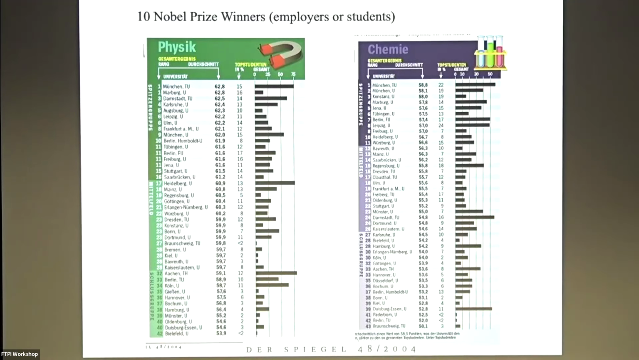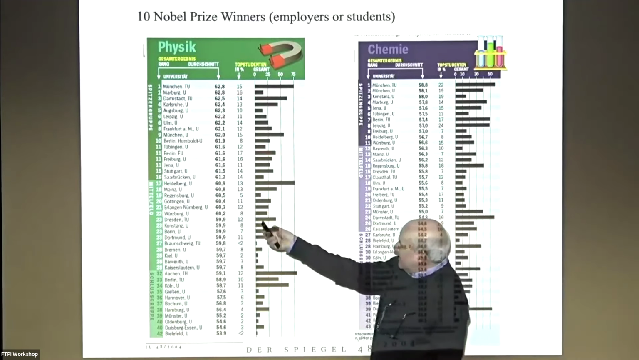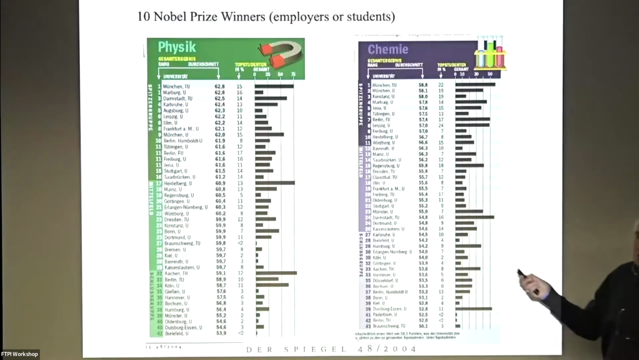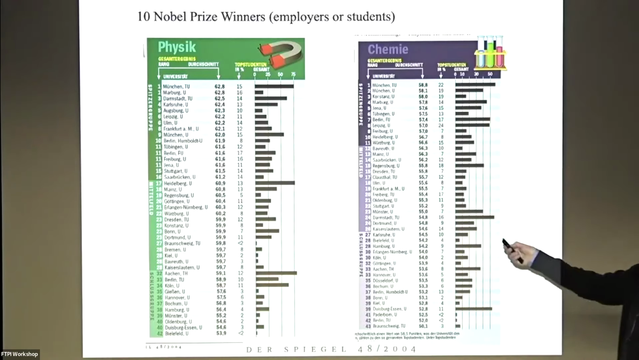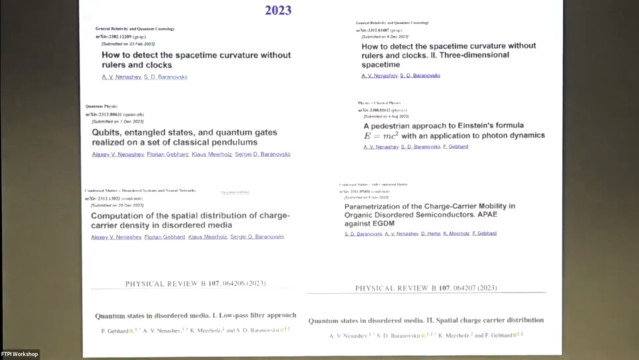Half of them are students. And this is the rating of our students. I was surprised that in physics, our students share the first place in Germany with TU Munich, and in chemistry, students are in fourth place. So that's what it is about.